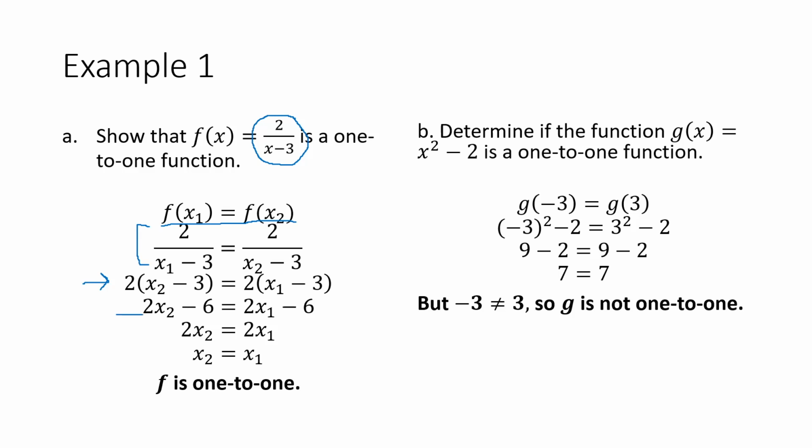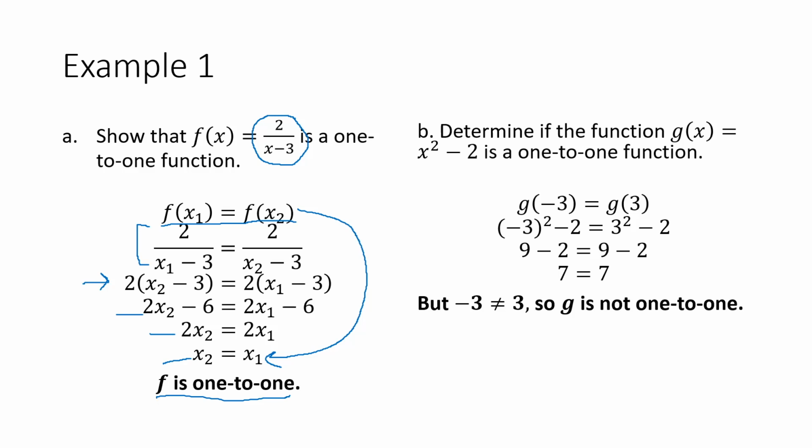We can add 6 to both sides. Actually, we distribute it here, then add 6, then divide by 2. We're going to get that x2 is equal to x1. That means that this function is a one-to-one function. We started with two equal outputs, and we showed that the only way to get that is to have the same inputs. That's kind of neat, right? But it's a little different if we're trying to show that a function is one-to-one and it's not.